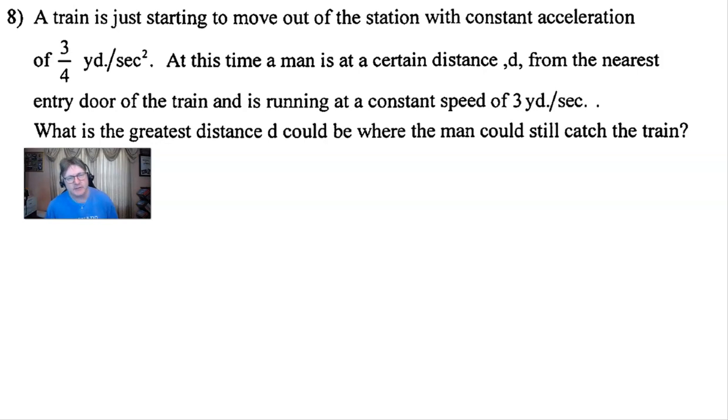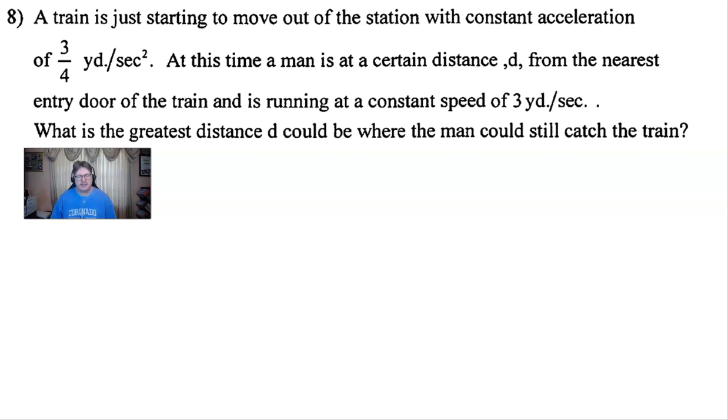So let's read this together. It says a train is just starting to move out of a station with a constant acceleration of 3/4 yards per second squared. At this time, a man a certain distance d from the nearest entry door of the train is running at a constant speed of 3 yards per second.